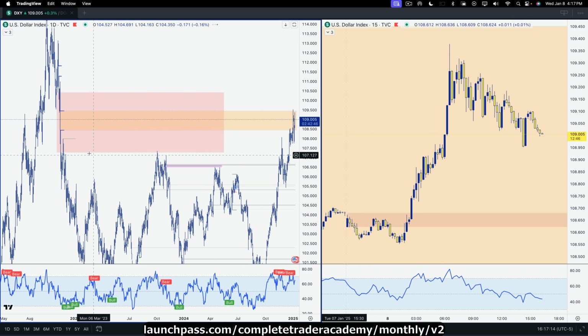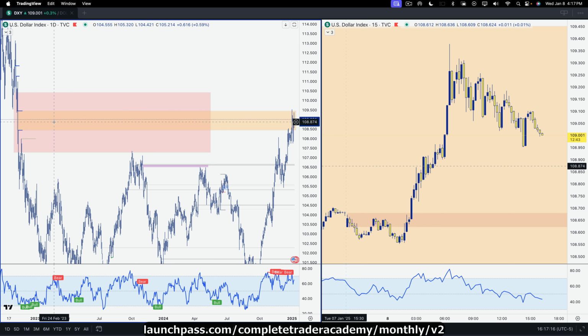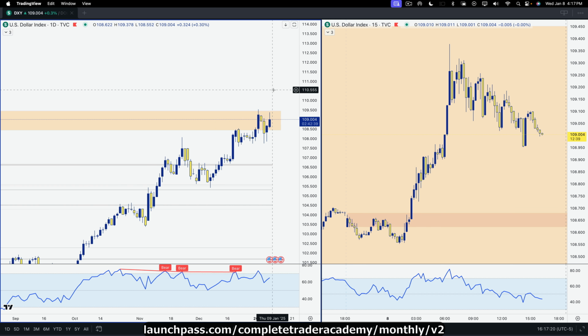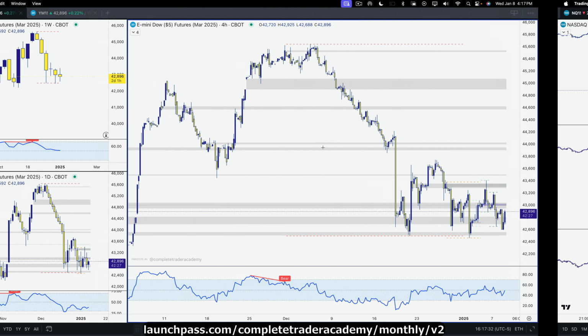So if dollar does take out this high, I would expect that we're going to keep coming down. But we are sitting in that bearish imbalance, so it's going to take a lot to push through it. But if it does, I think we're going to continue with the leg down. And if it doesn't and it starts falling, that will probably be the catalyst pushing us up. So monitoring that a little bit.